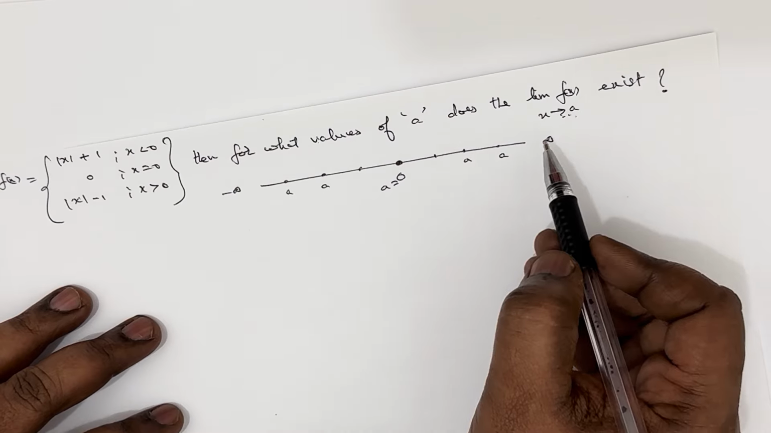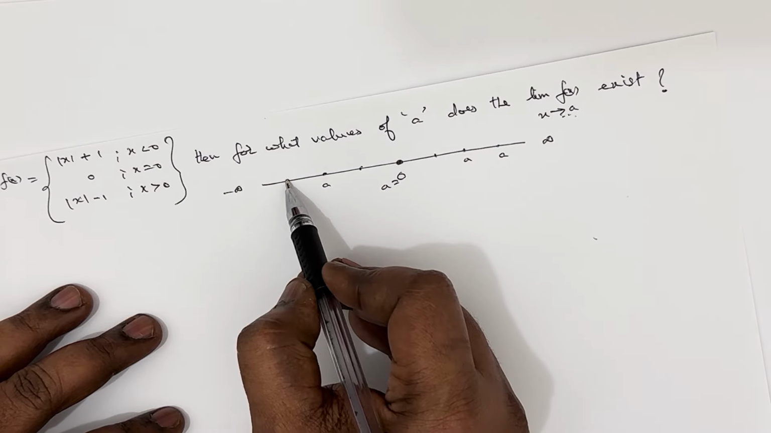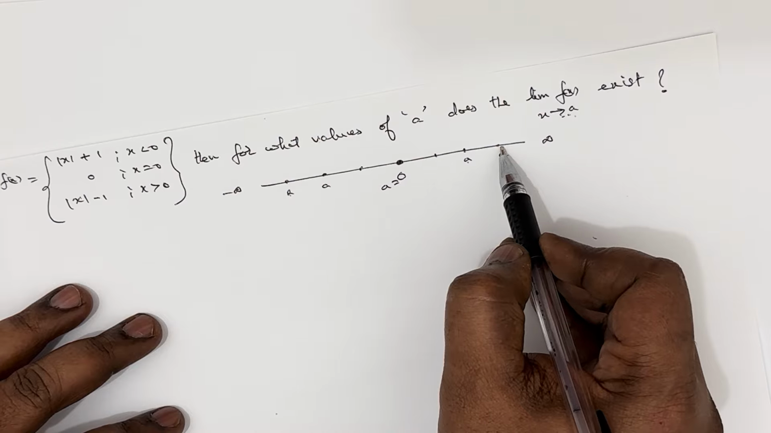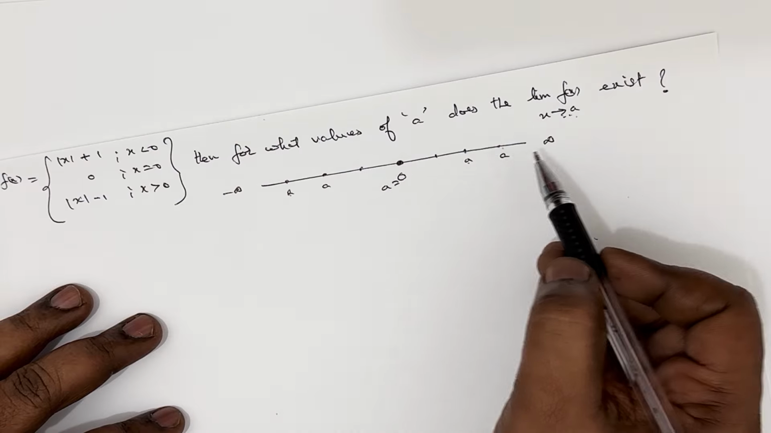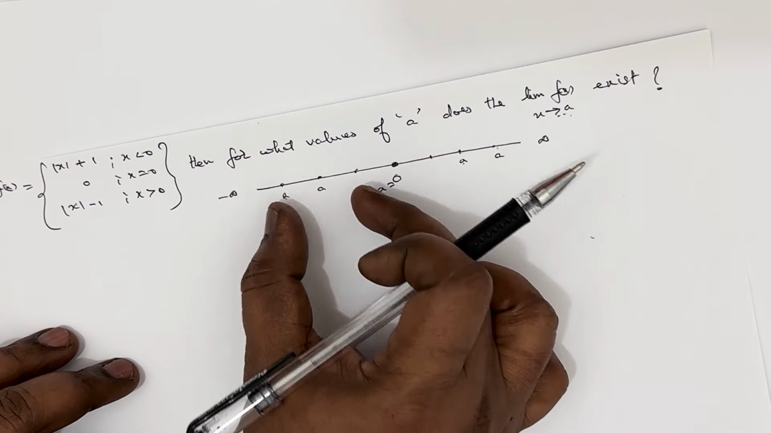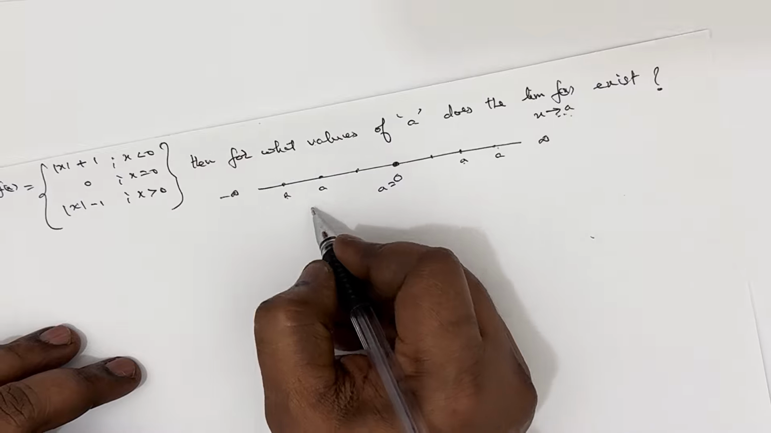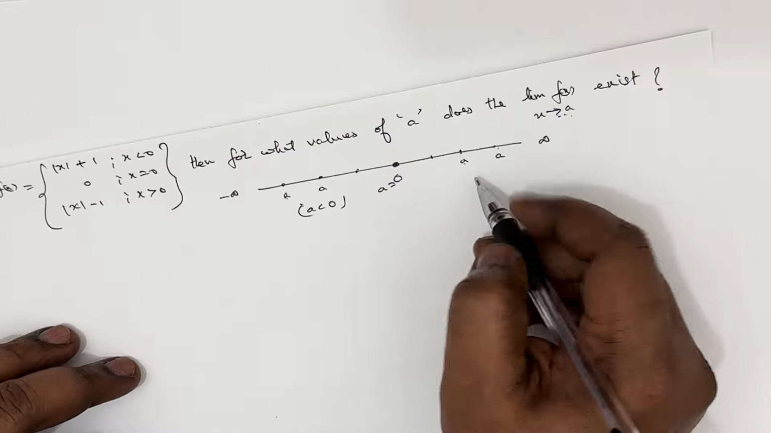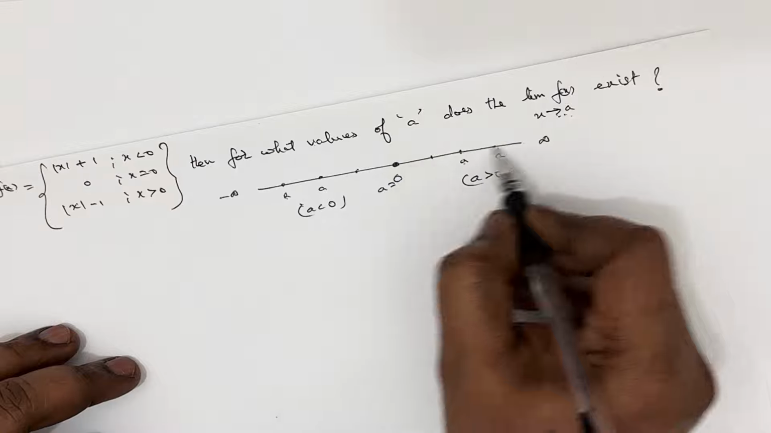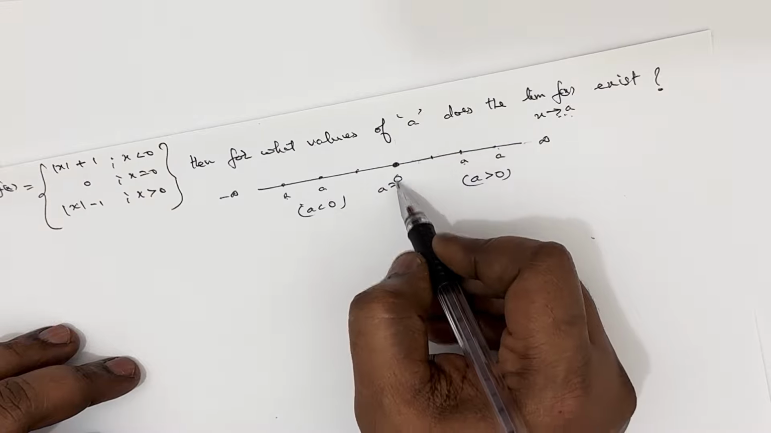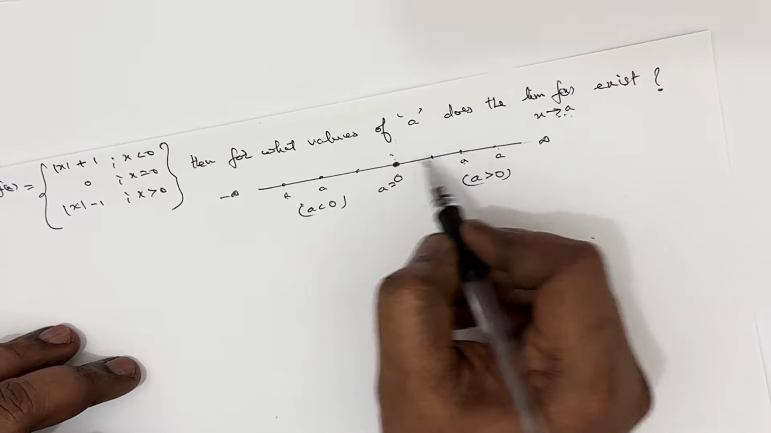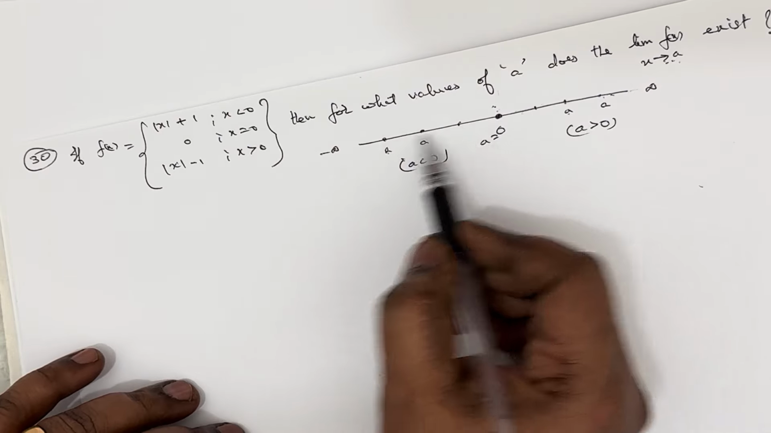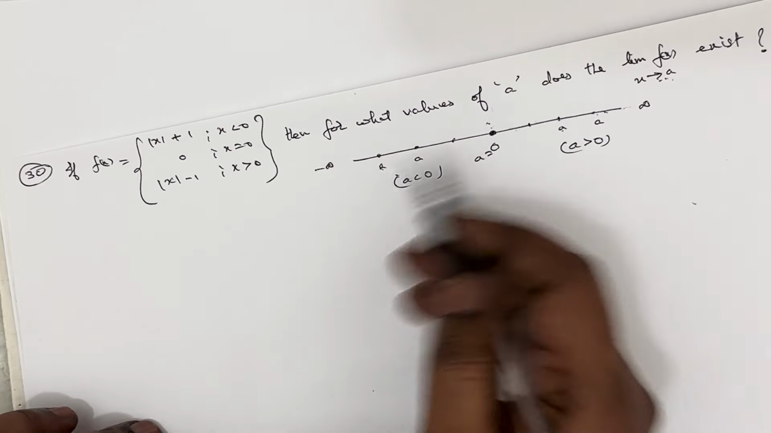Now for what values of a does the limit exist? Does the limit exist at this point, at this point, okay? At what values of a does the limit exist? So we have to find out: when a is less than 0, does the limit exist anywhere in this line? When a is greater than 0, does the limit exist anywhere in this line? And when a is equal to 0, does the limit exist at this point? So let's take when a is less than 0, at this area.